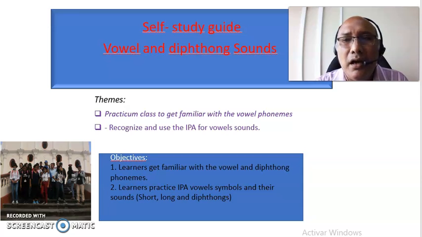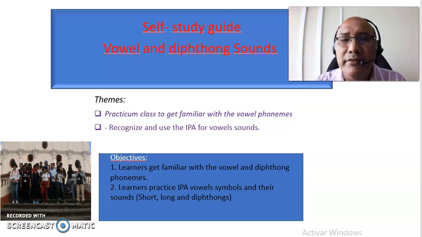This time, I'm going to talk to you about the self-study guide for vowels and diphthong sounds that will be covered during this week. In this guide, the themes are practical class to get familiar with the vowel phonemes and recognize the use of the IPA for vowel sounds and diphthongs. Okay, the IPA is the International Phonetic Alphabet.